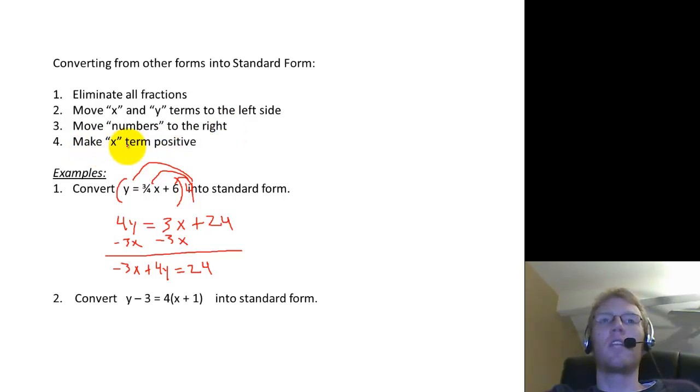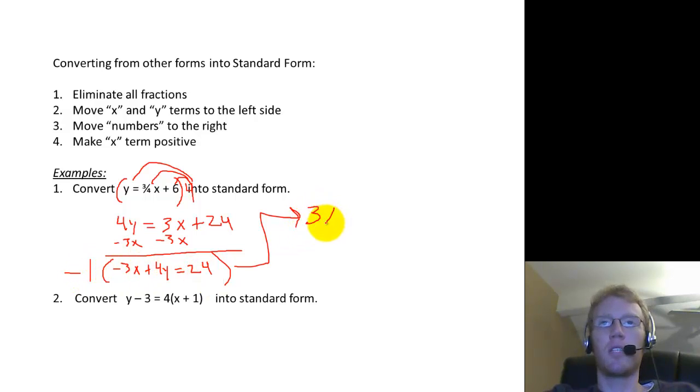So the only thing we have to do is make the x term positive. So right now the x term is negative. So if we multiply everything in the equation by negative 1, it will change the sign of everything. So this will become basically distributed in negative 1. So this will become positive 3x minus 4y equals negative 24. And that's our equation in standard form.